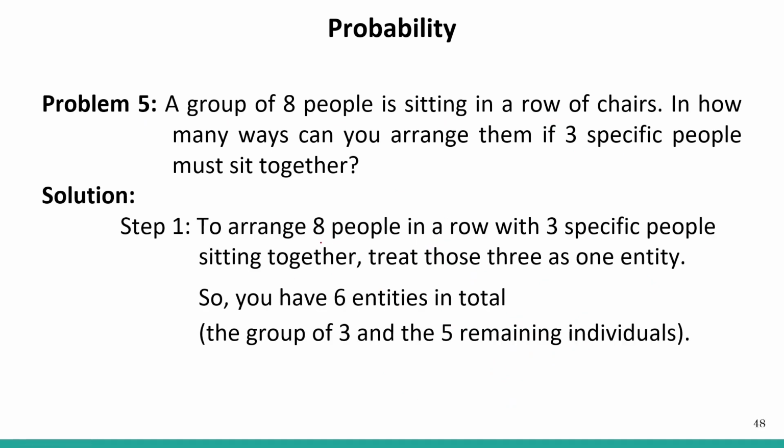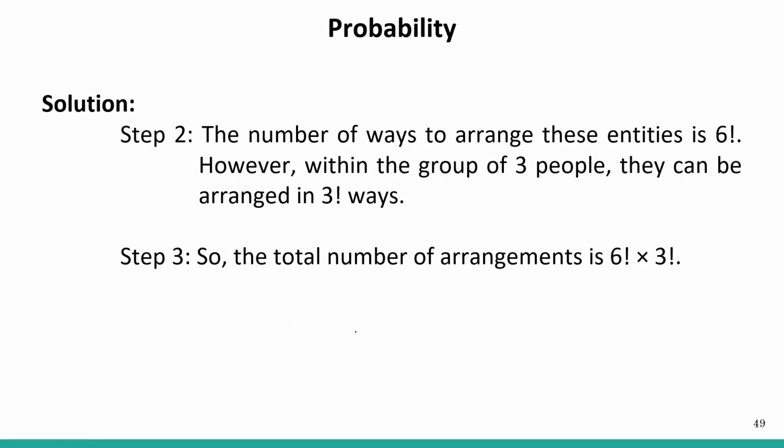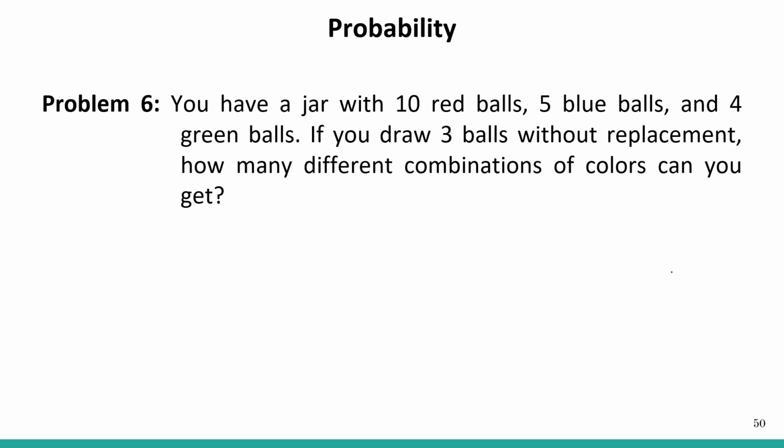To arrange 8 people in a row with 3 specific people sitting together, treat those 3 as one entity. So we have 6 entities in total: the group of 3 and the 5 remaining individuals. The number of ways to arrange these entities is 6 factorial. However, the group of 3 can also be arranged in 3 factorial ways, as we have already discussed. So the total number of arrangements possible is 6 factorial into 3 factorial.